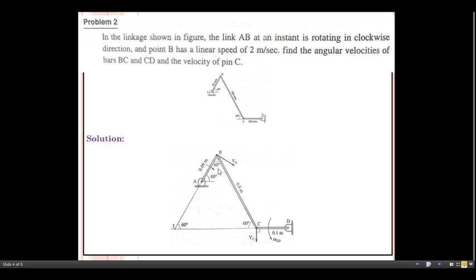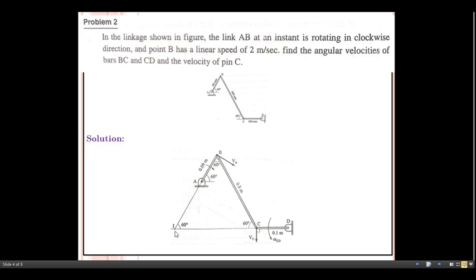Once this starts rotating in clockwise direction, this component will come exactly perpendicular to this link. When this starts rotating in clockwise direction, automatically the tendency of this link is to move in the opposite direction, meaning this VC component comes exactly perpendicular to this link. Once this is drawn, draw one line passing through this link and perpendicular to this line. Extend this line, and extend the line perpendicular to the VB component.